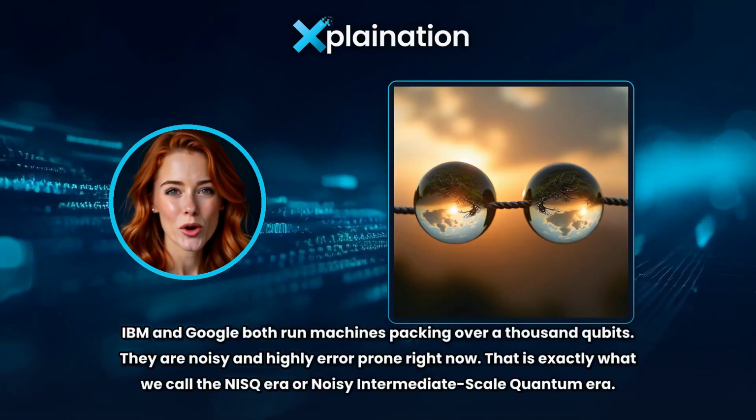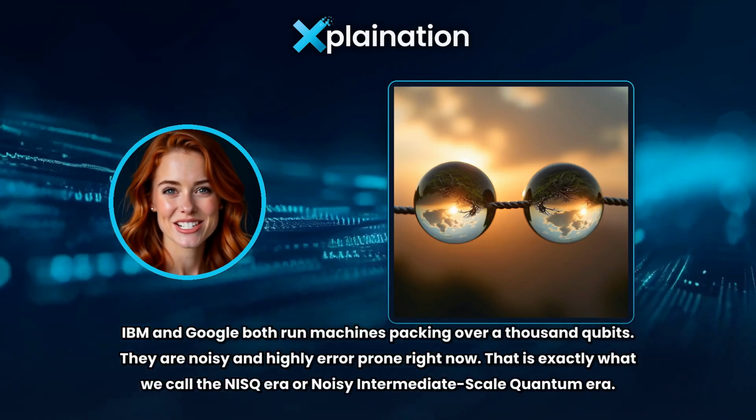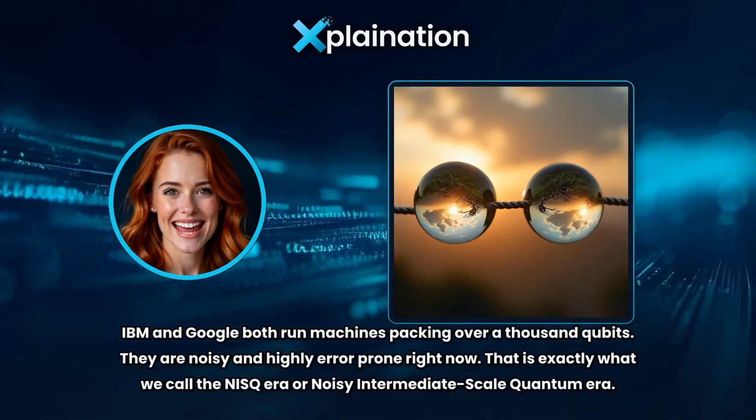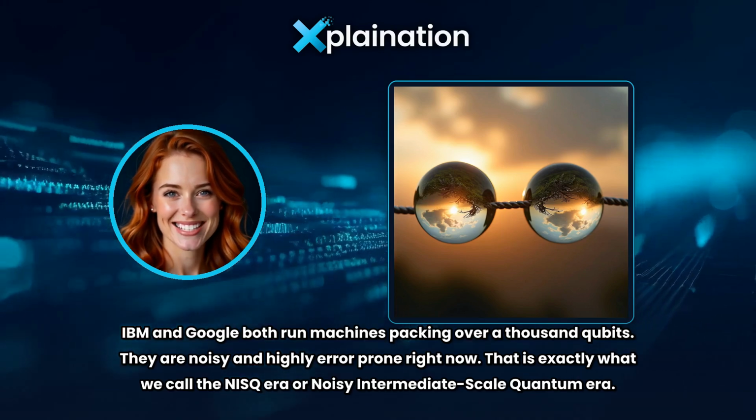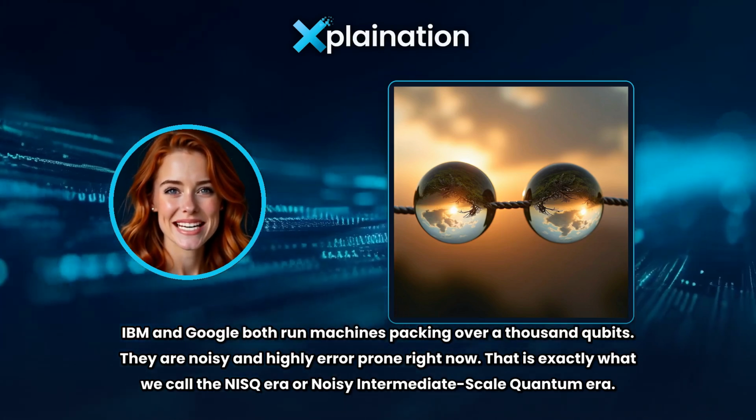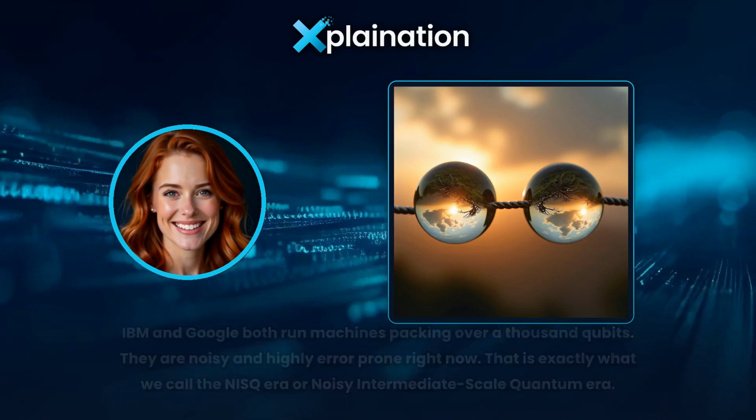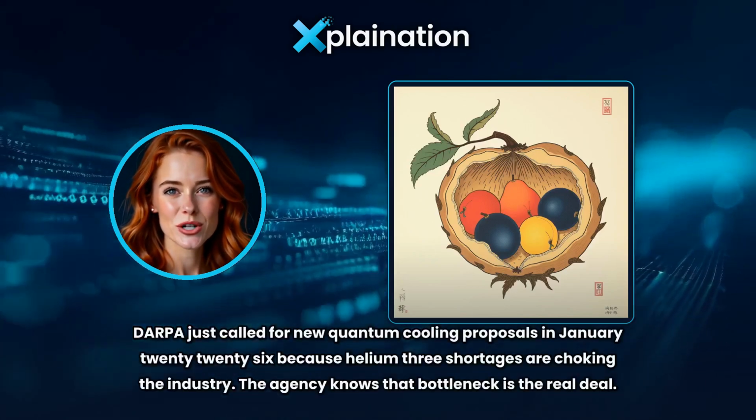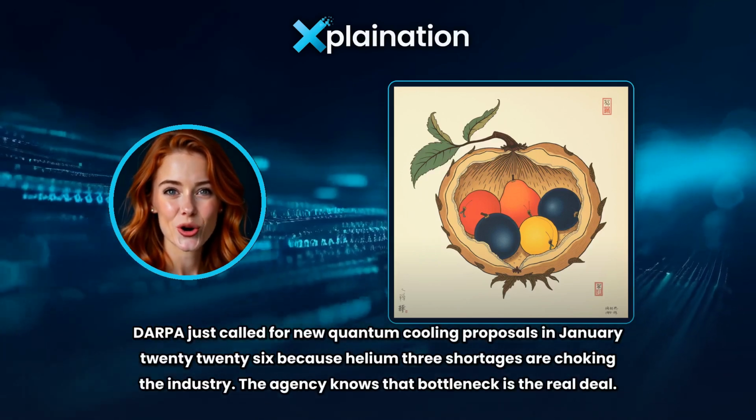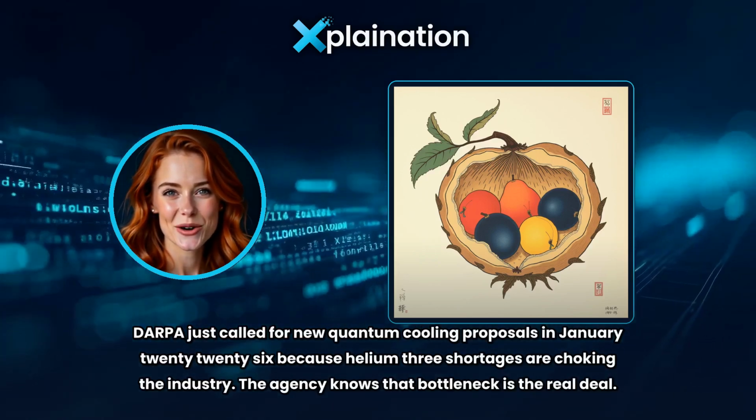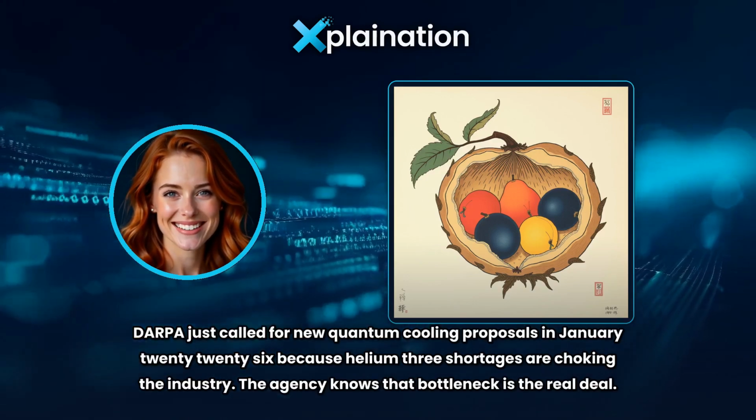IBM and Google both run machines packing over 1,000 qubits. They are noisy and highly error-prone right now. That is exactly what we call the NISQ era, or Noisy Intermediate-Scale Quantum era. DARPA just called for new quantum cooling proposals in January 2026 because helium-3 shortages are choking the industry. The agency knows that bottleneck is the real deal.